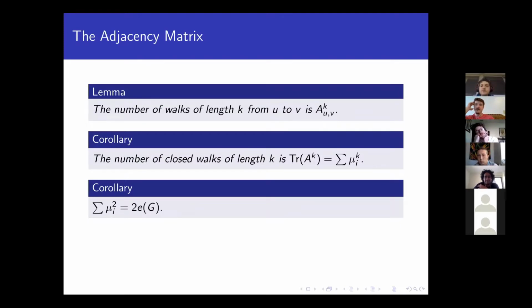Any other questions? Okay, I actually have two questions. One, do the singular values of the adjacency matrix tell you anything?